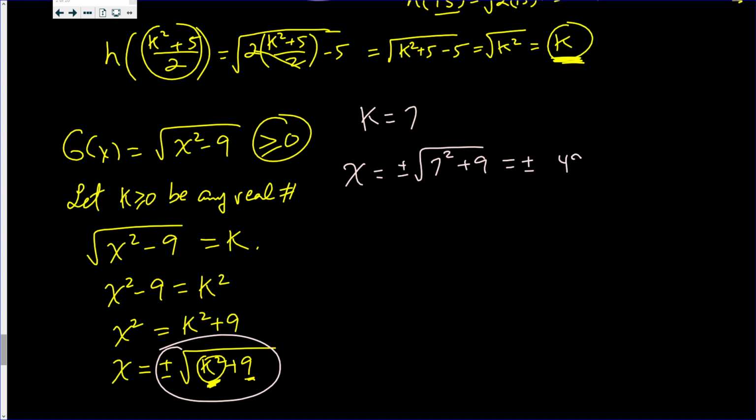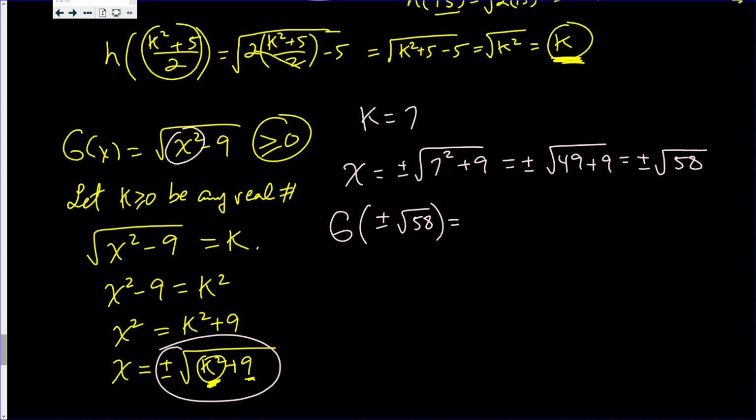7 squared is 49 plus 9. That's our plus or minus 58. Okay, so what is g of any of those 2 numbers? Well, the first thing I have to do is square it. And if you square a positive, it's positive. If you square a negative, it's positive. So when you square either one of those, you get 58.